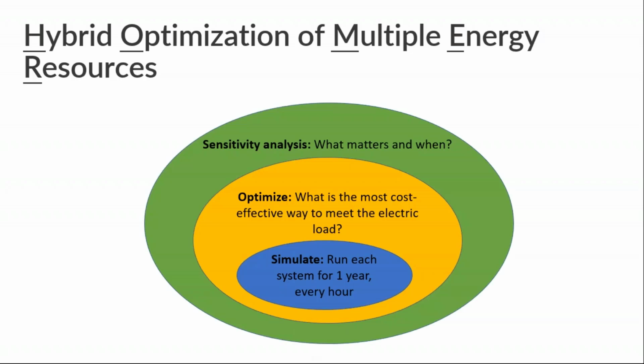And then HOMER also has an option to do sensitivity analysis, which allows you to look at the impact changes in variables you don't have control over, such as fuel price or wind speed, have on your system design and system costs.